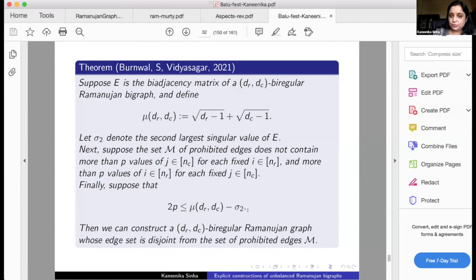I don't have time to go over the proof, but briefly speaking, we start with a Ramanujan bigraph, and then we perform some procedures to eliminate prohibited edges from it.